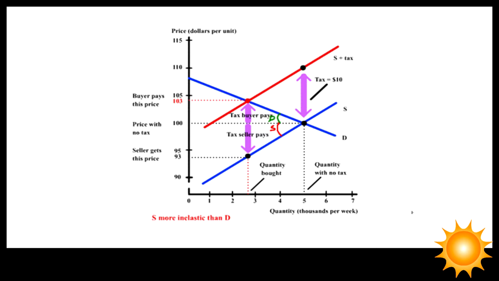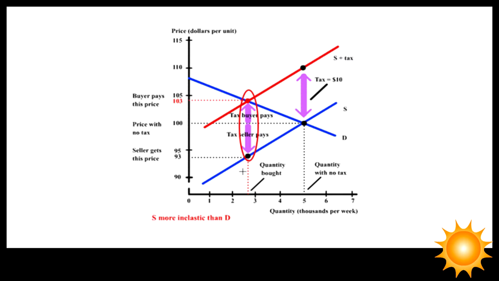The slope angle of the supply curve is larger than the slope angle of the demand curve. That means supply is more inelastic than demand. When supply is more inelastic than demand, sellers pay a larger share of the per unit sales tax.